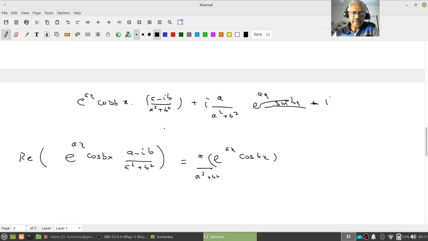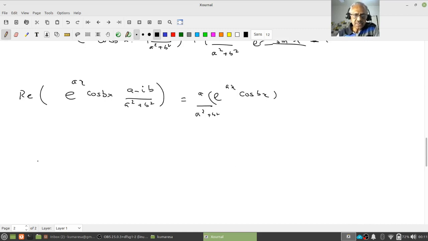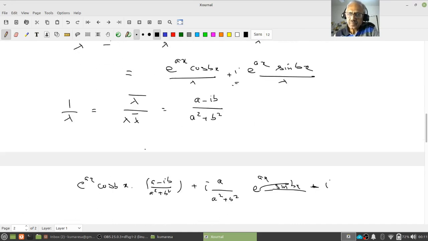Yeah, right. The next one is the same thing. I have 1 by lambda, that is a minus ib by a squared plus b squared, times I into e power ax sin bx.